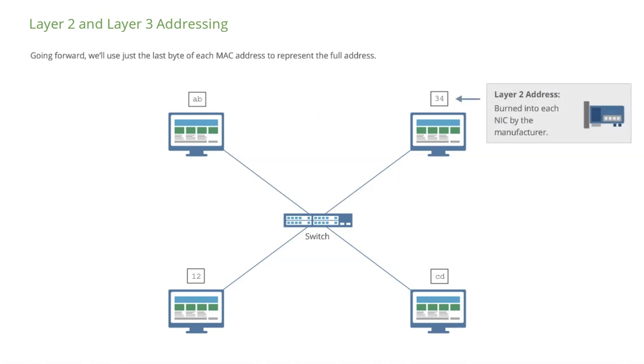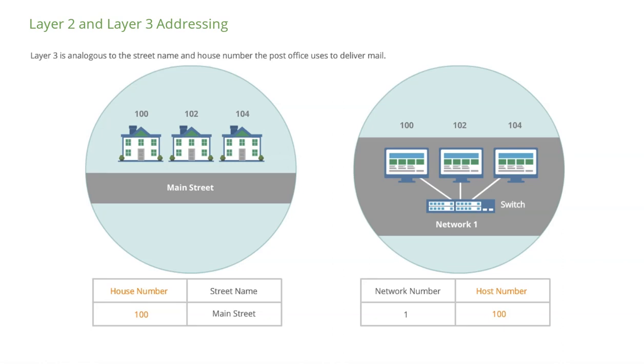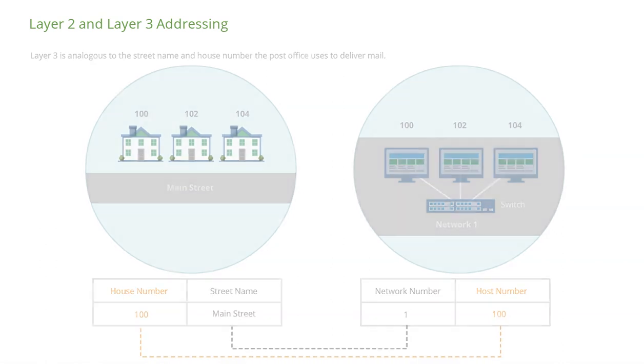In addition to a Layer 2 address burnt into it by the manufacturer, each NIC or network interface also has a Layer 3 address assigned to it by the network administrator. Remember from Section 1 that the Layer 3 address is analogous to the street name and house number that the post office uses to deliver mail. Just like a residence, a Layer 3 address also has two portions, a network number and a device or host number. The network number is analogous to the street name, and the host number is analogous to the house number.